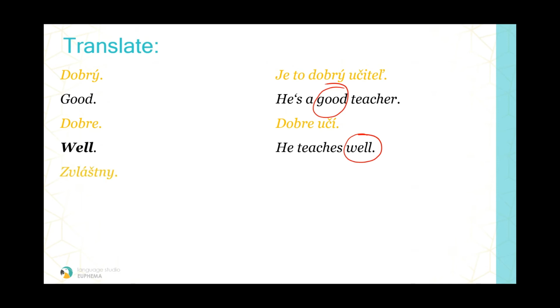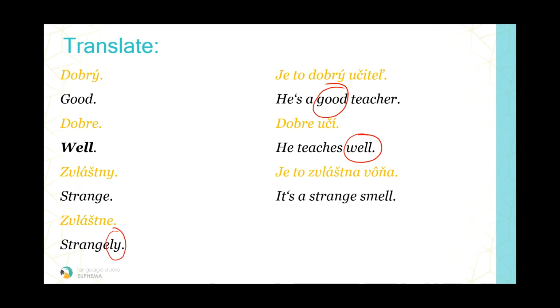Zvláštny. Strange. Zvláštne. Strangely. Just add ly. And now the sentences. Je to zvláštna vôňa. It's a strange smell. Vonia to veľmi zvláštne.